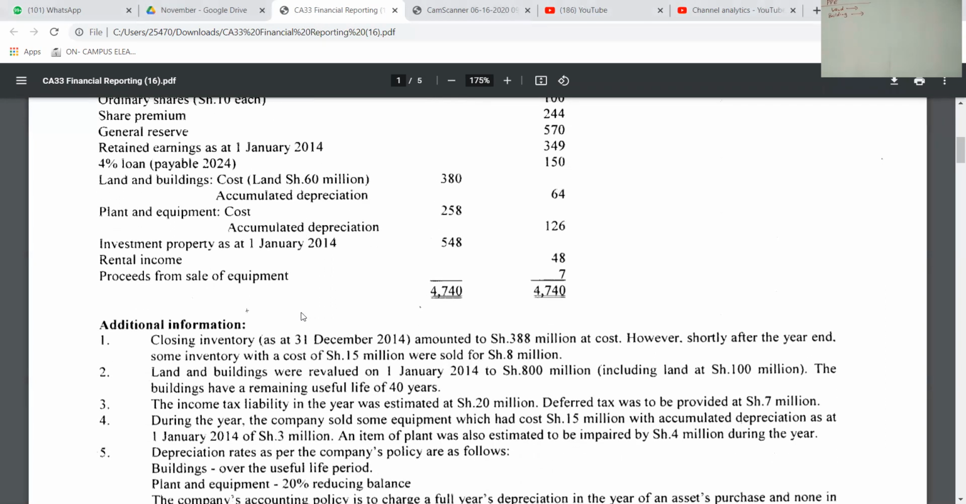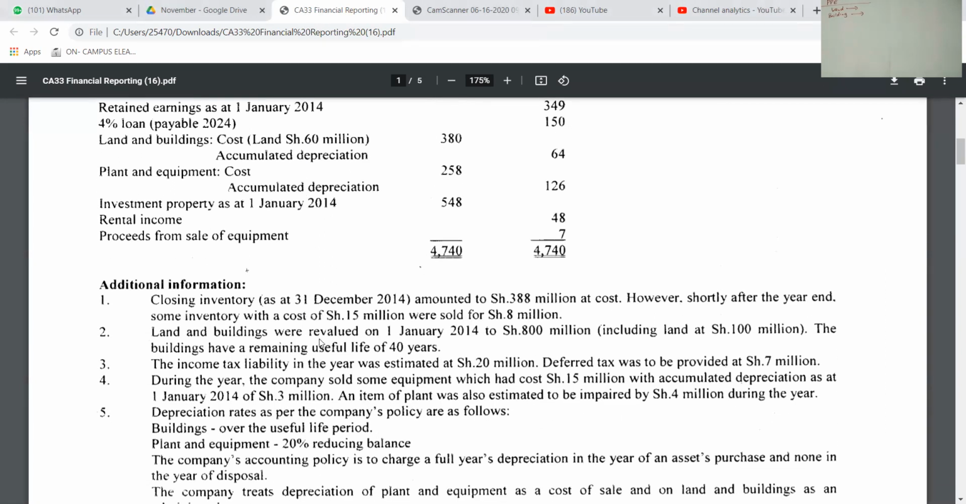So if you go to additional information 2, they say that land and buildings were revalued on 1st January 2014 to 800 million, including land at 100 million. So the buildings have a remaining useful life of 40 years. It's okay. So land, it's 100. Building, it was 700. It was revalued to 700 because now the total is 800. For land is 100. So the difference is 700.